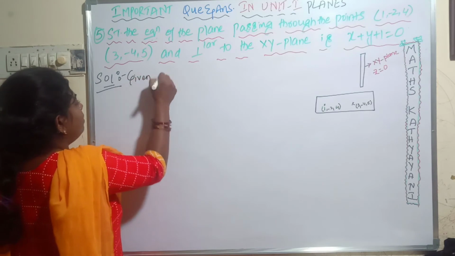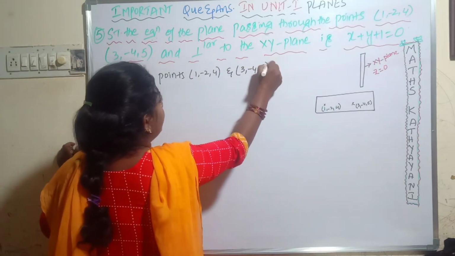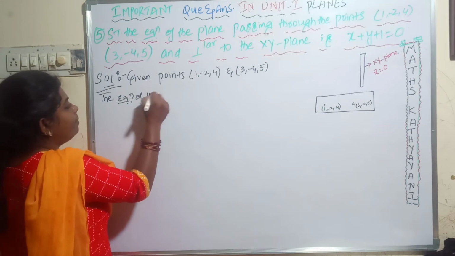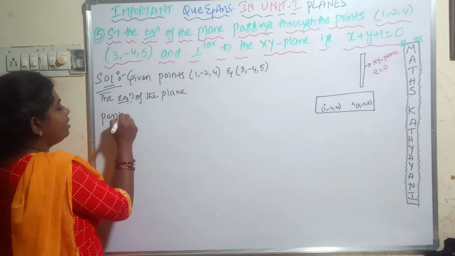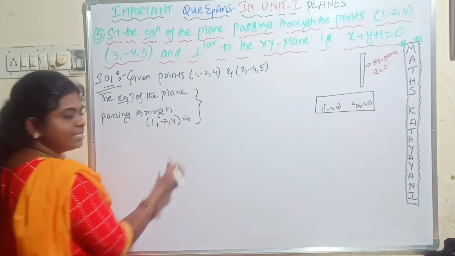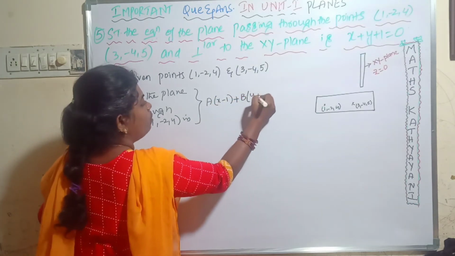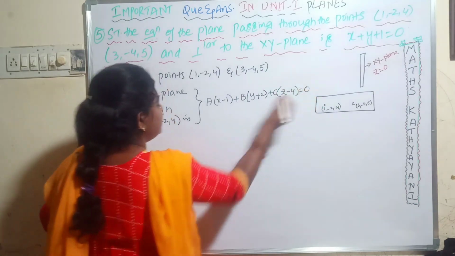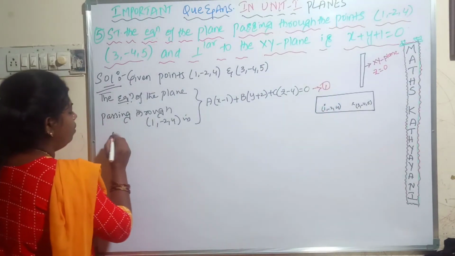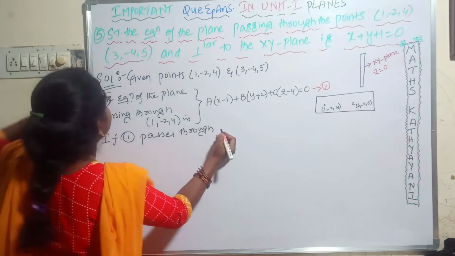Given points, what are the given points? (1, -2, 4) and (3, -4, 5). Now the equation of the plane passing through (1, -2, 4) is a in 1. We have to use the one point form, so a into (x minus 1) plus b into (y plus 2) plus c into (z minus 4) is equal to 0. Treat this equation as the first equation. Now if this equation 1 passes through the other point, what is the other point?